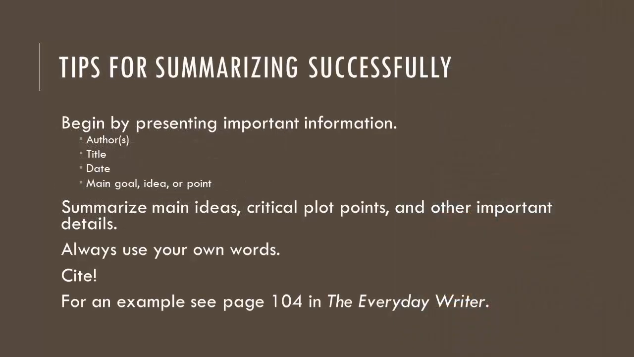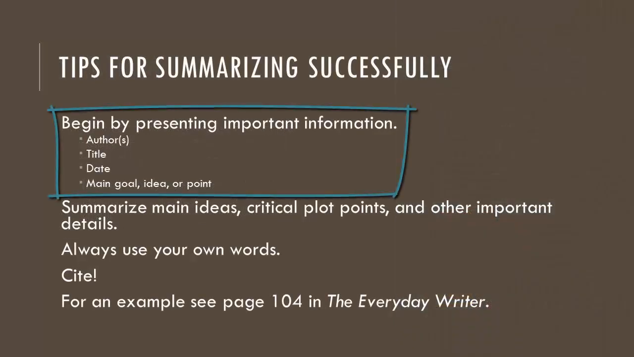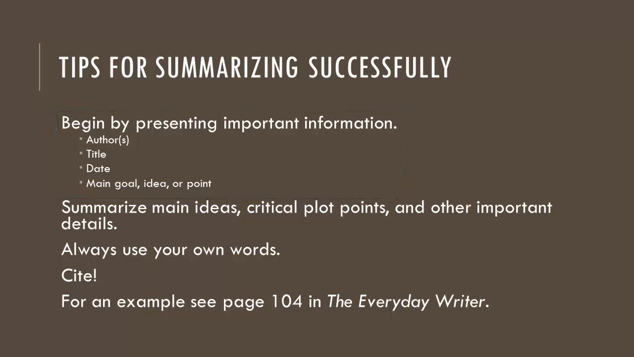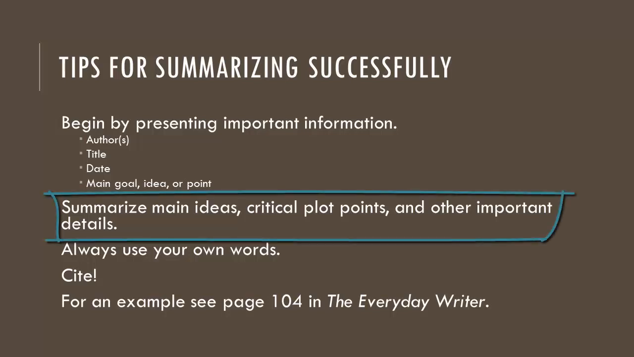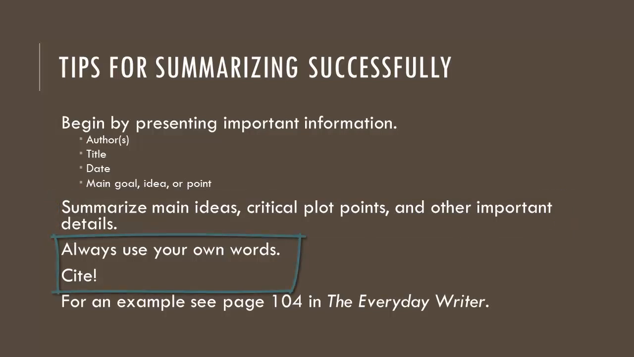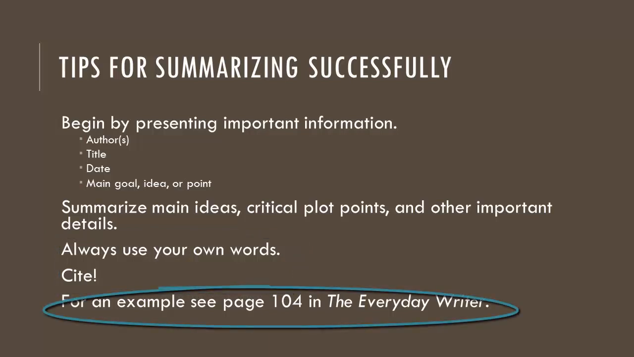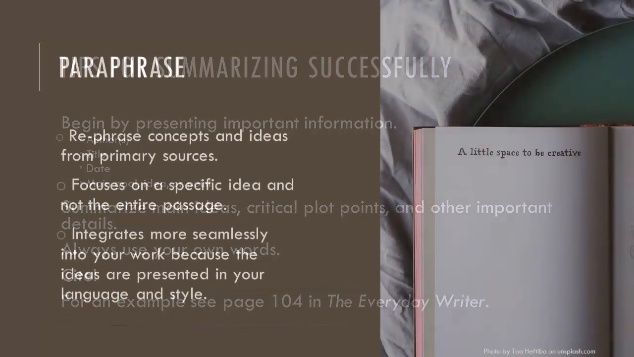When summarizing, be sure to open with essential information such as the author or authors, the title of the work, the date if the currency of the work is relevant to your argument, and the main goal, idea, or point you aim to communicate. As you move further into summarizing, make sure to address critical plot points, explain main ideas as thoroughly as necessary, and mention any other details important to your own argument. Remember, you should always use your own words and cite as necessary. For an example of a student summary of an assigned text, see page 104 in the Everyday Writer, 6th edition.